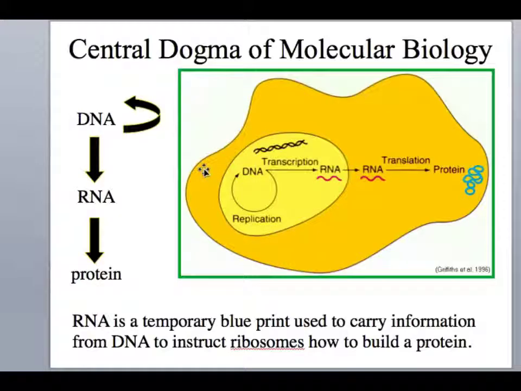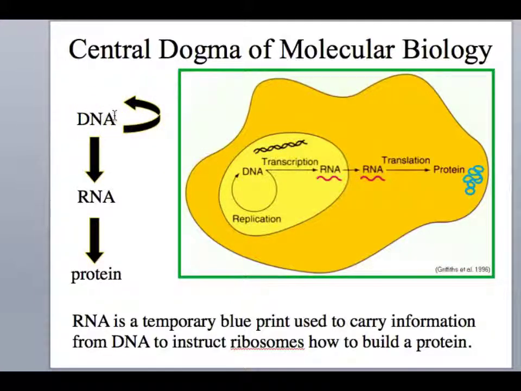So there's this thing called the central dogma of molecular biology, and that is that the DNA, which determines everything about your cell, your body, and your heredity, makes a copy of itself, so that's DNA replication.